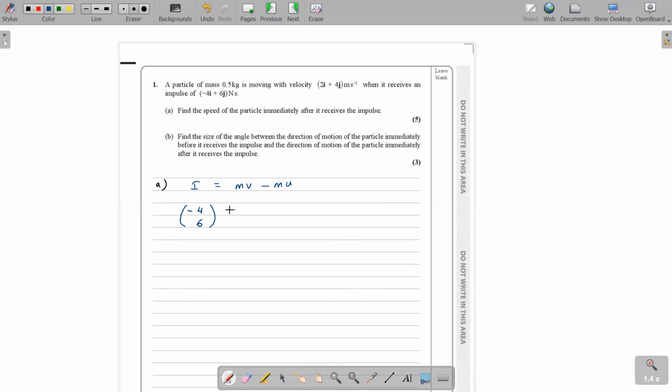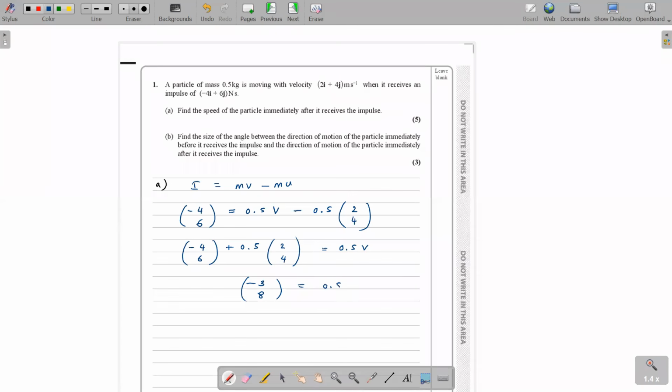Minus 4i plus 6j is the impulse. Mass is 0.5. V is the velocity after the impulse, right? So I'll leave it as V. Minus mass is 0.5. U is initial, so 2i plus 4j. Simplify this. Minus 4, 6, and I get here plus 0.5 times 2, 4. 0.5 we simplify. Minus 4 plus 1 gives me minus 3, right? 6 plus 2.